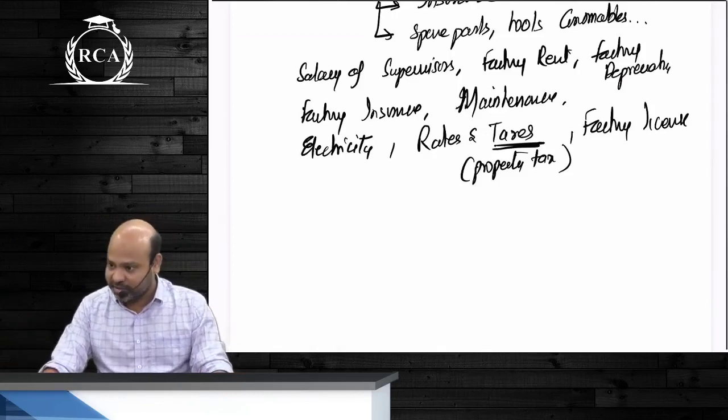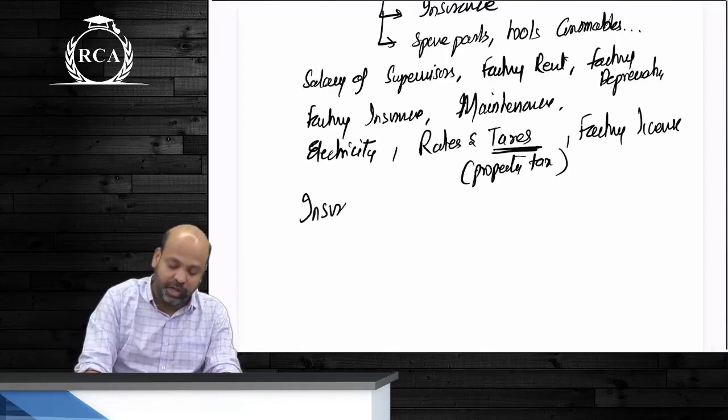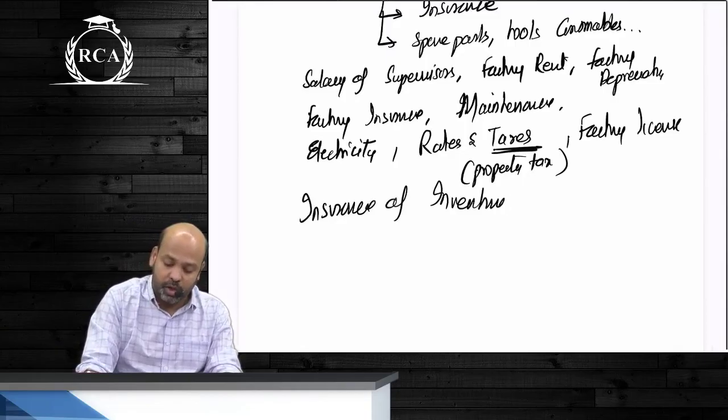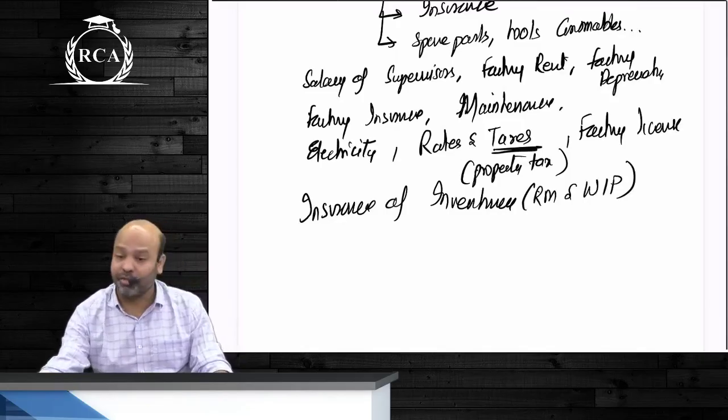Malpractice insurance as such बेटा can be taken by the organization, but insurance of inventories अगर बोला guys, it will be insurance of inventories of raw material and work in progress, then it is a factory overhead. But if it is insurance of finished product, it's a distribution.